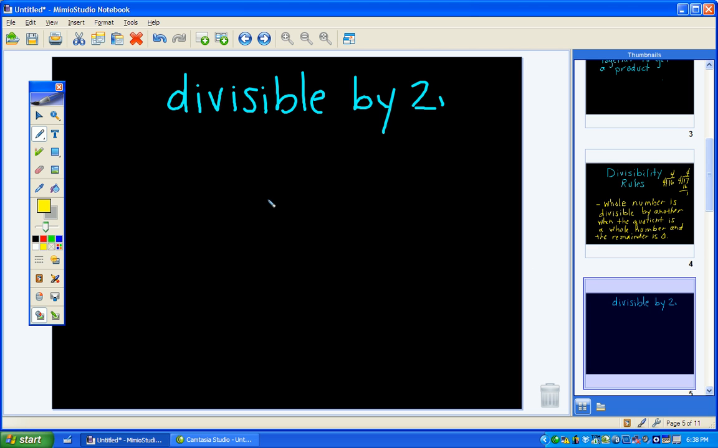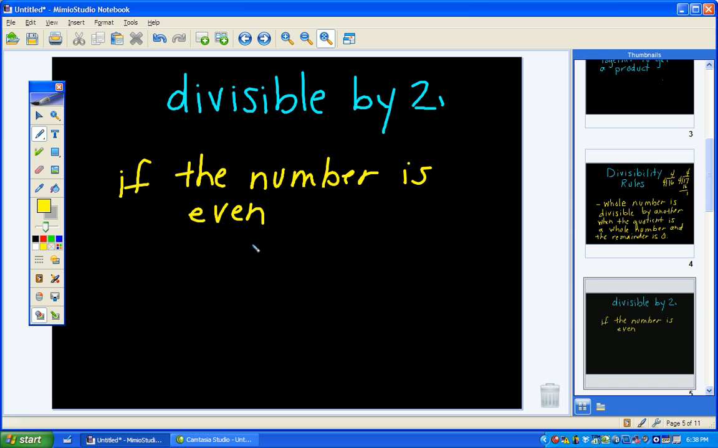On your divisible by 2 tab, go ahead and open it up now, and you're going to write on the inside: if the number is even. So the rule for any whole number is that it can be divisible by 2 if the number's even. If it's not even, it will never be divisible by 2 because there would be a remainder. So any number ending in 0, 2, 4, 6, or 8 is divisible by 2.